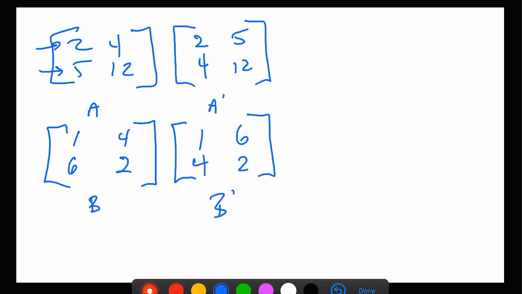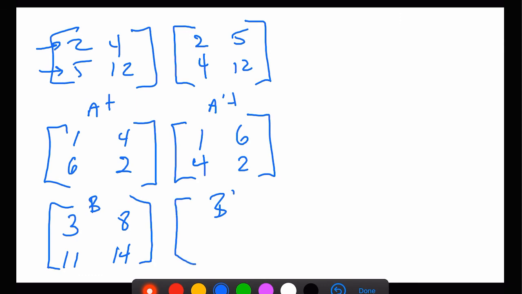Okay. Add up A and B. I get 3, 8, 11, and 14. Add up A transpose and B transpose. I get 3, 11, 8, and 14.